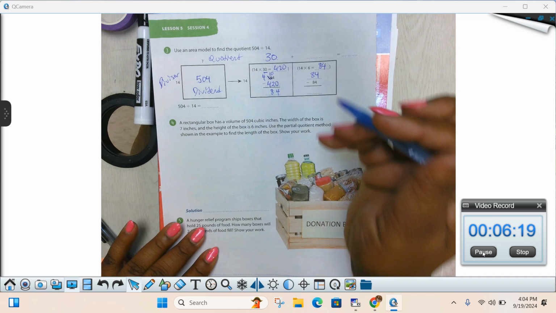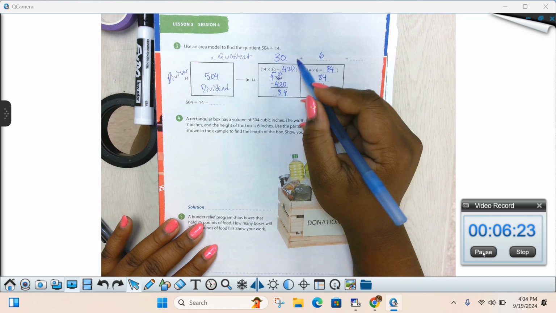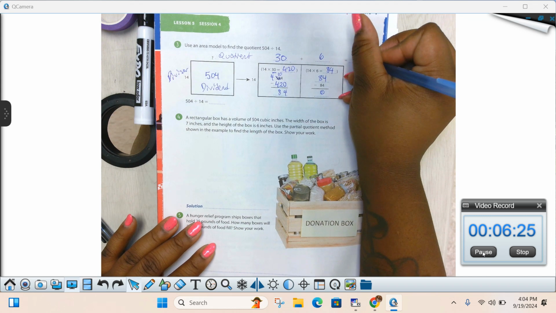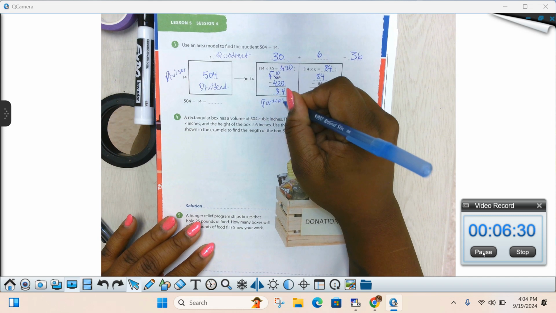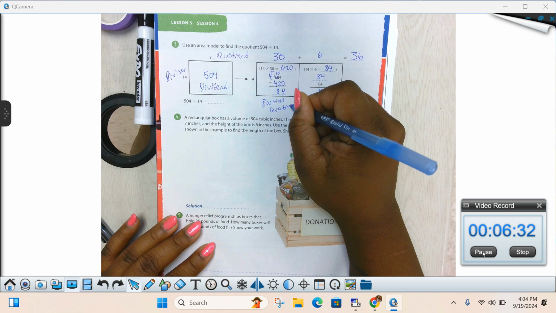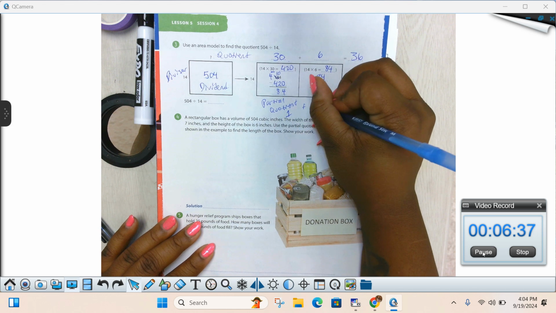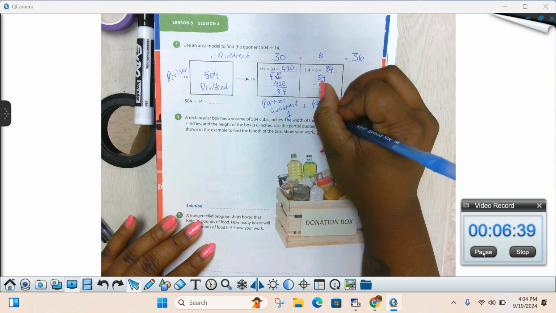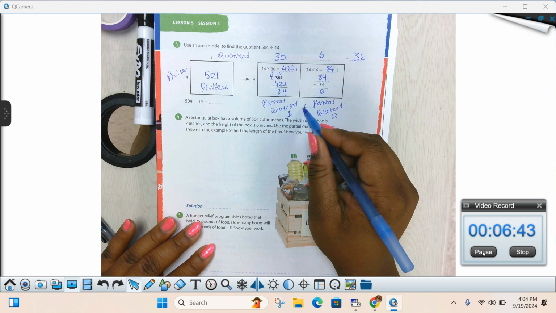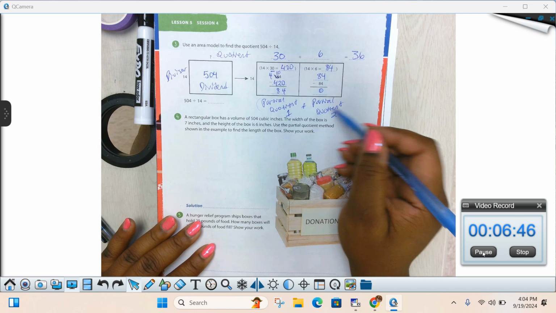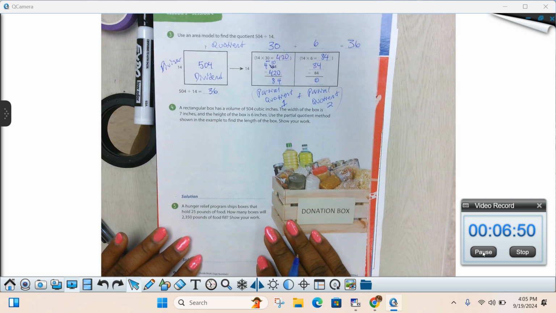We call that thinking like a scientist. So now I know that I'm using 6. 30 plus 6 gives me a quotient of 36. Here's my partial quotient number 1, plus my partial quotient number 2. Add the numbers up, and that is the product. Same thing, still got to add it up. So my answer is 36.